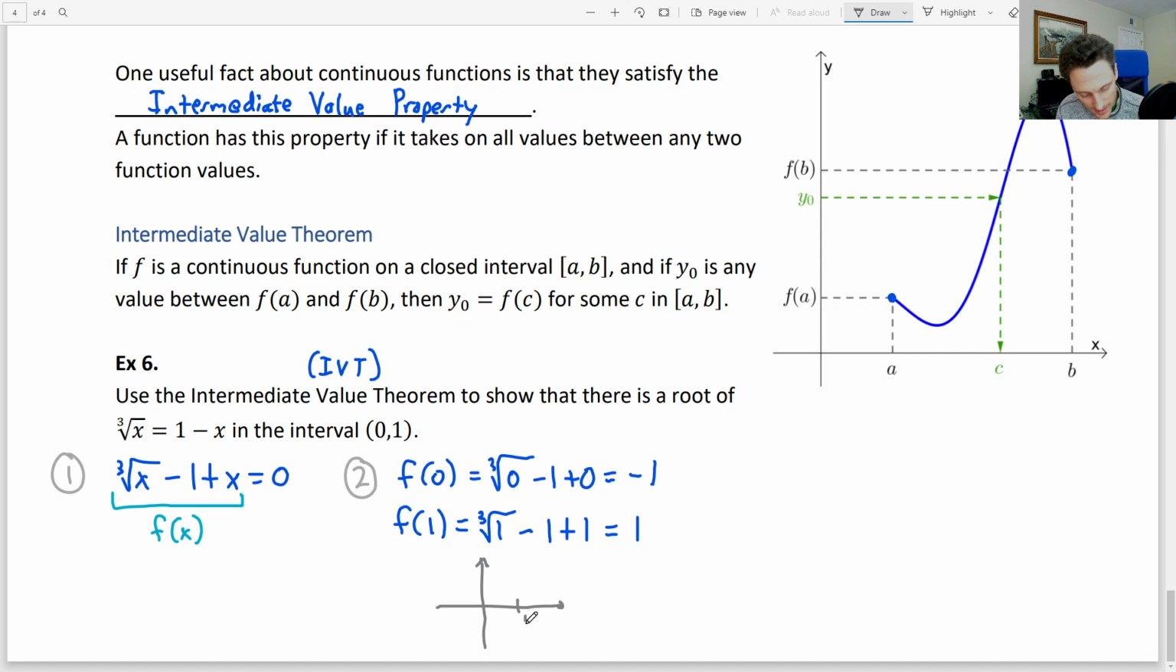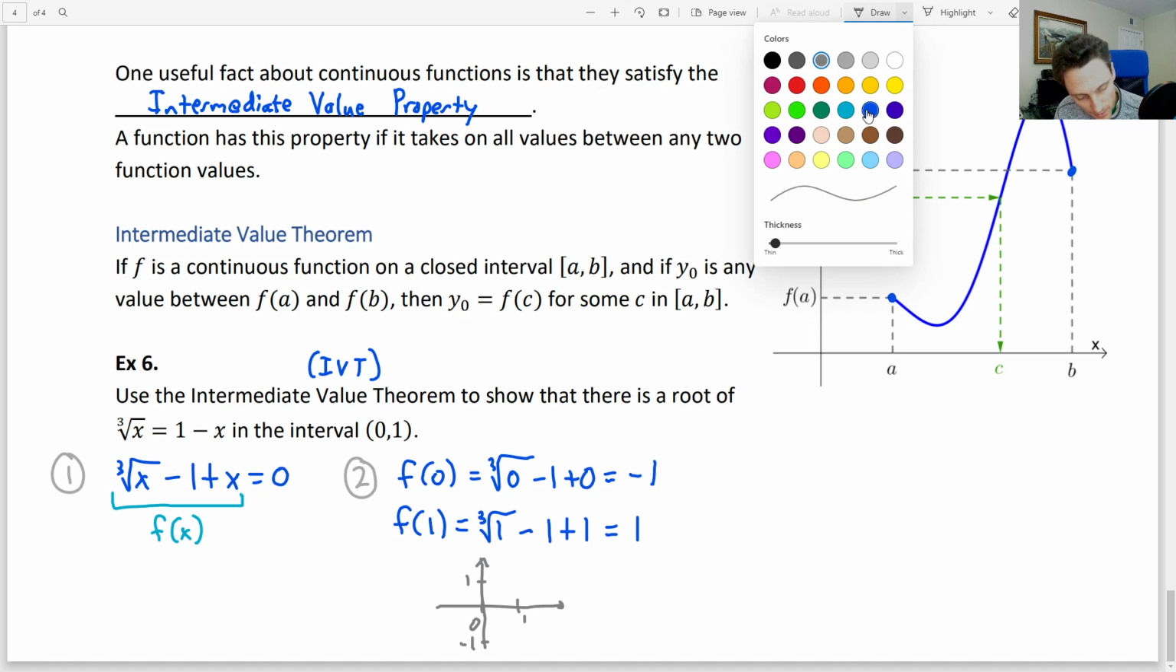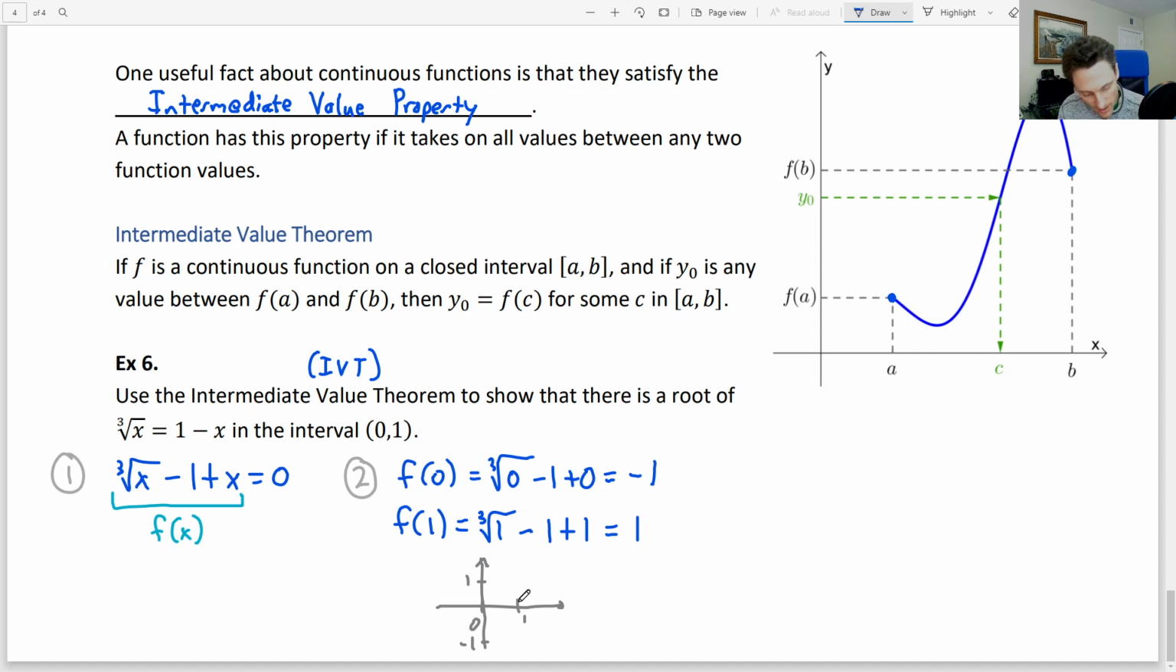So here's x equals 0, here's x equals 1, here are the y values of 1 and -1. So what we just did is we said, all right, f of 0 is equal to -1, f of 1 is equal to +1. If the function is continuous, and it is because we're just adding and subtracting a bunch of continuous functions, which we know is going to be continuous.